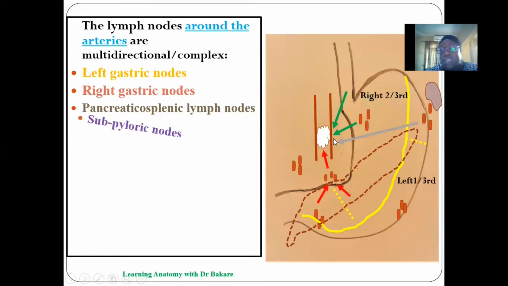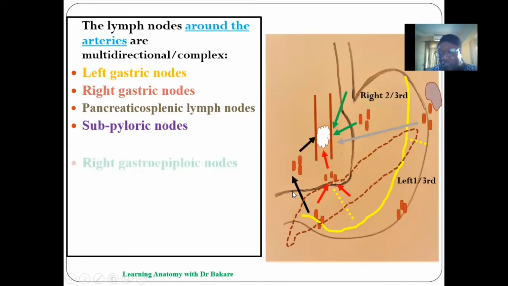Then the next one is the subpyloric lymph node. The subpyloric lymph node, we already said, is located below the pyloric region, and this is the subpyloric lymph node. Where it drains is the lower part of the pyloric region. As it drains this region, it empties into the hepatic lymph node. From the hepatic lymph node, it's emptied into the celiac lymph nodes.